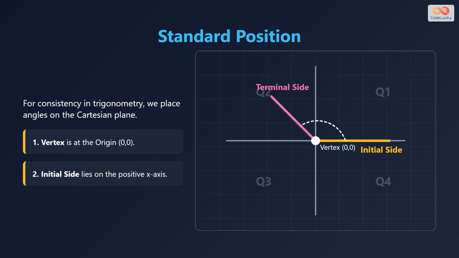Finally, to make calculations consistent, we place angles in what is called standard position on a graph. The vertex sits at the origin point 0, 0, and the initial side always lies along the positive x-axis.